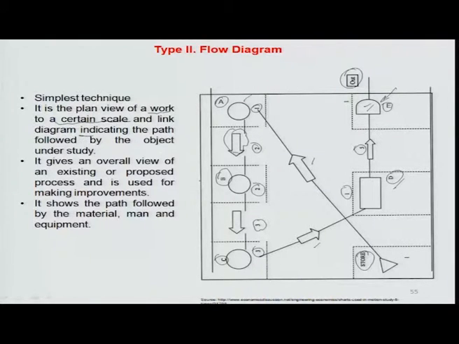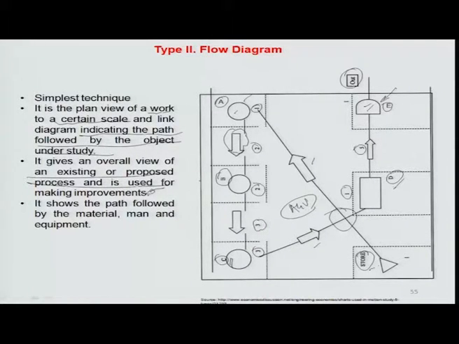So this is a very simple view of the whole work plan, to a certain scale, and you can link the diagram indicating the path followed by the object under study to give an idea of how much length scales are being translated between the storage, the operations, or the different inspection steps. So it gives an overall view of an existing or proposed process and can be used for making improvements to the process. Supposing there is too much crisscross, as you are seeing already between the material going from section C to the inspection and the store to A, can I develop some paths where there are not many delays because of the crisscross?